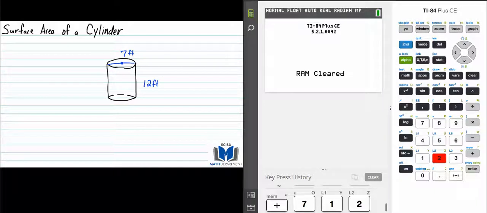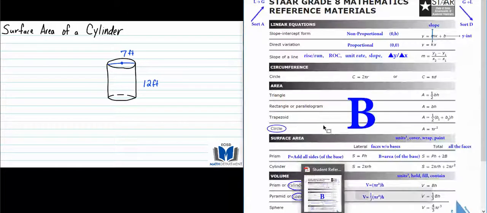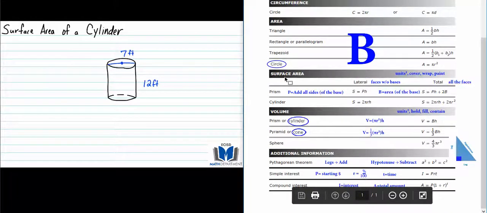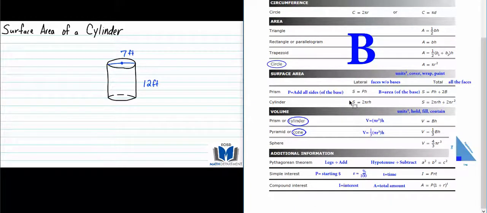Alright guys, so for now we're going to talk about finding surface area of a cylinder. Now, when I say surface area, the first thing I want you to know is that that word is on your formula chart. In your formula chart, under the section that says surface area, there's a whole bunch of things going on here. So I want you to notice that keywords are these here, but there's two types of surface area. There's lateral, which measures faces without the bases, and then there's total, which measures all the faces.